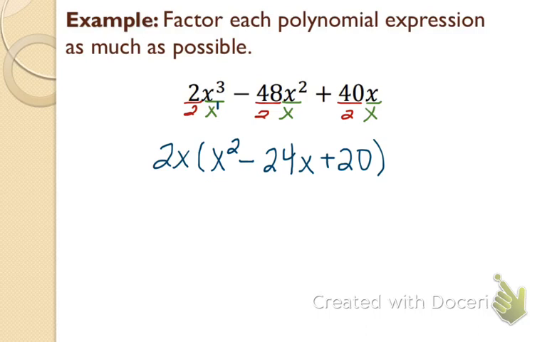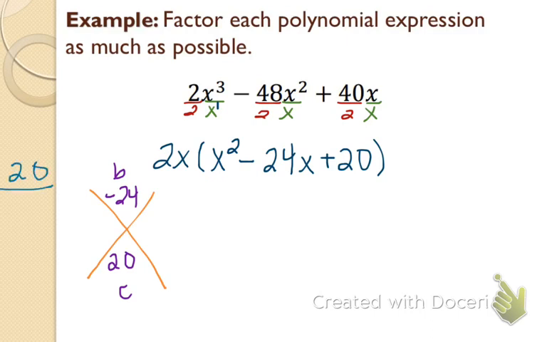Got to keep factoring. So now we're going to look at what's inside of the parentheses. We're going to set up the x. And we're going to look for factors of 20 that can combine to give us 24 and multiply to give us 20. Okay, so let's see. Factors of 20, we need to do our factor table. So 1 and 20, 2 and 10, 4 and 5, and that's it.